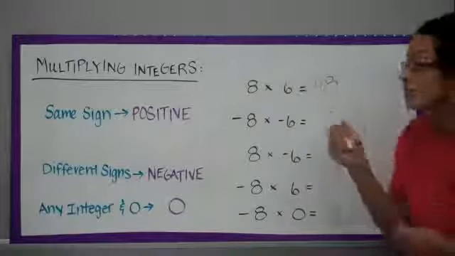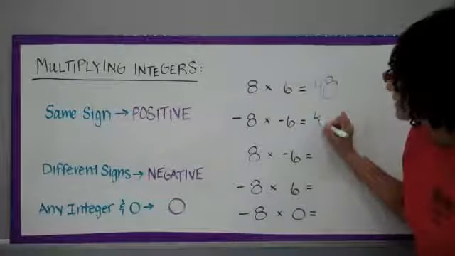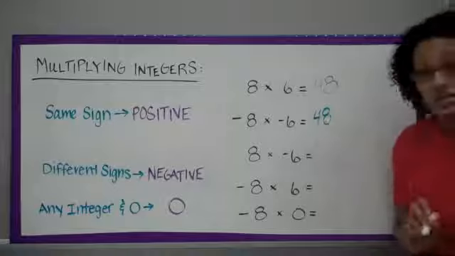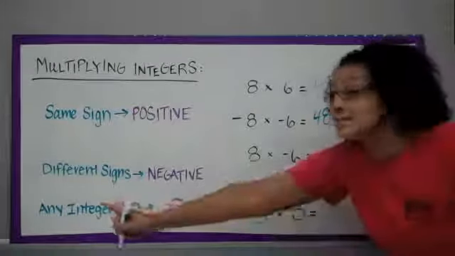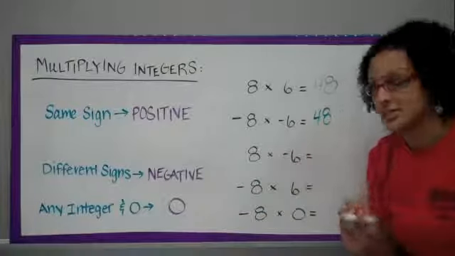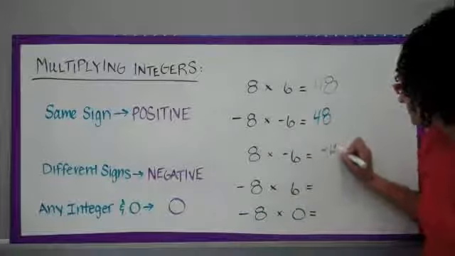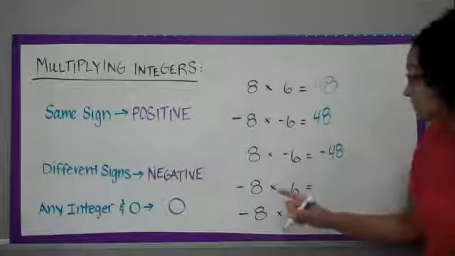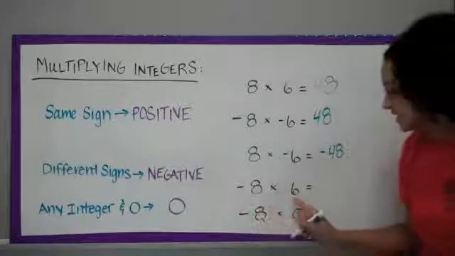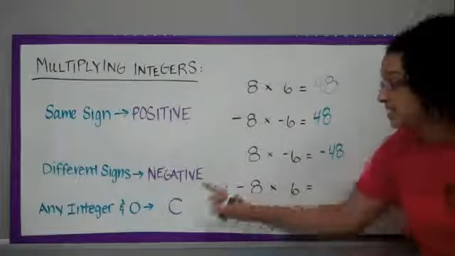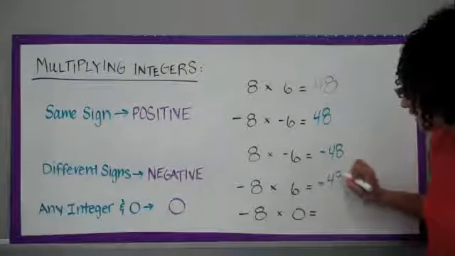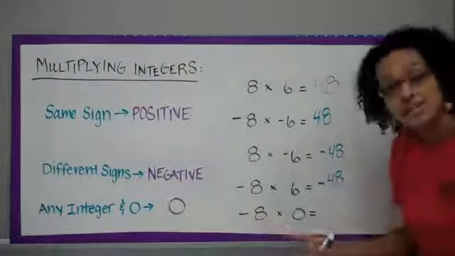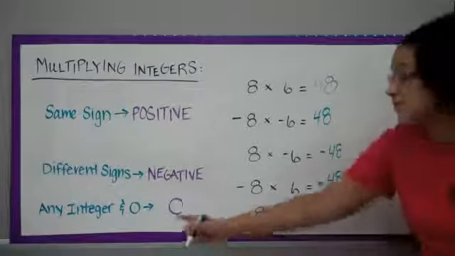Okay, so it'll again be a positive 48. Now, 8 times negative 6. They have different signs, so the answer is going to be negative. For this one, negative 8 times 6, they have different signs again, so the answer will be negative. And the last one, negative 8 times 0, anything times 0 is 0.